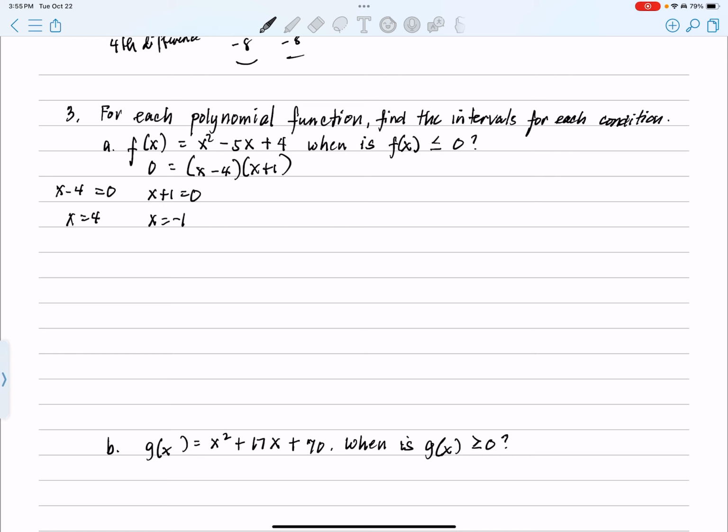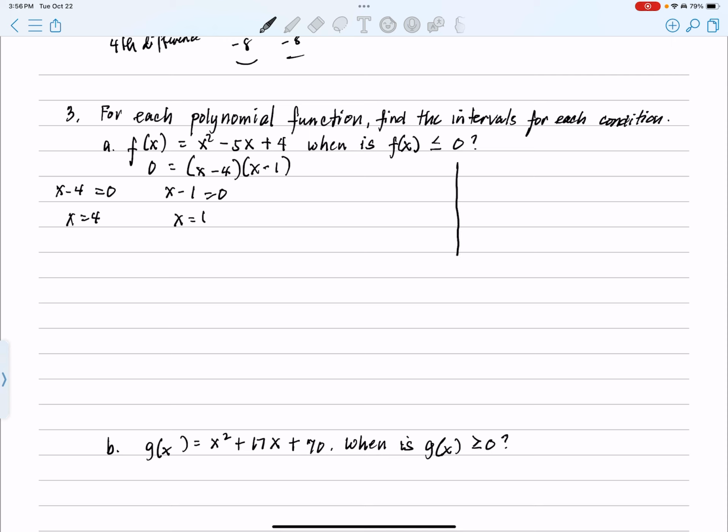Oh, sorry, I think I made a mistake on the factors. Both should be negative because the last term is positive. Okay, I have to make some changes here. So this will be x minus 1 equals 0. So this will be x equals 1. That's it.